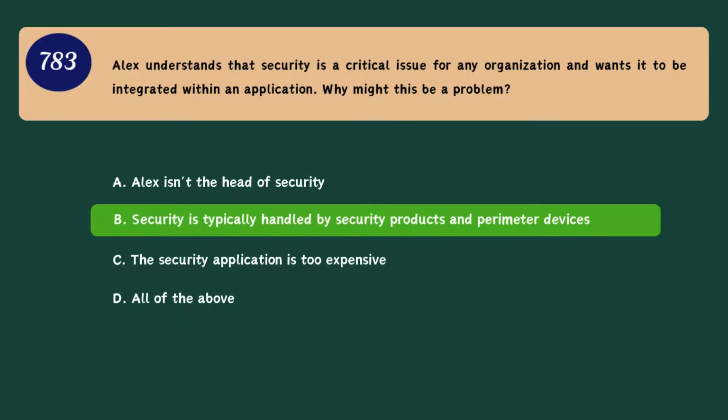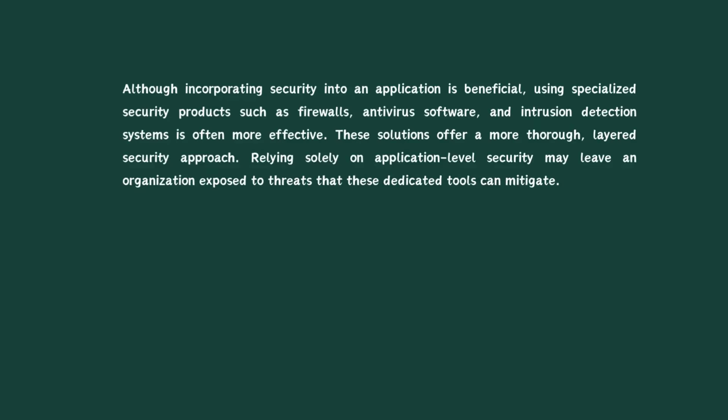Correct answer. B. Security is typically handled by security products and perimeter devices. Although incorporating security into an application is beneficial, using specialized security products such as firewalls, antivirus software, and intrusion detection systems is often more effective. These solutions offer a more thorough, layered security approach. Relying solely on application-level security may leave an organization exposed to threats that these dedicated tools can mitigate.